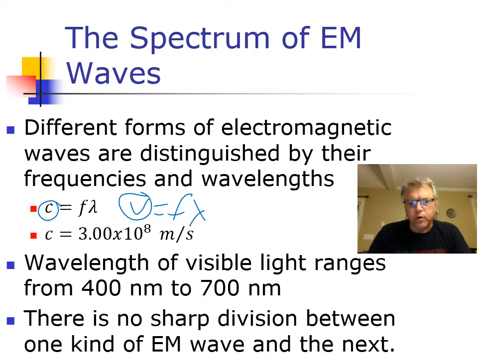And we'll talk about the different forms of the electromagnetic spectrum in a minute. But when we talk about visible light, the light that the human eye can detect, that portion of the electromagnetic spectrum ranges from about 400 nanometers to about 700 nanometers. And one thing about the divisions between the different portions of the electromagnetic spectrum, there's no sharp division, no real clear dividing line between one type of electromagnetic wave and another.